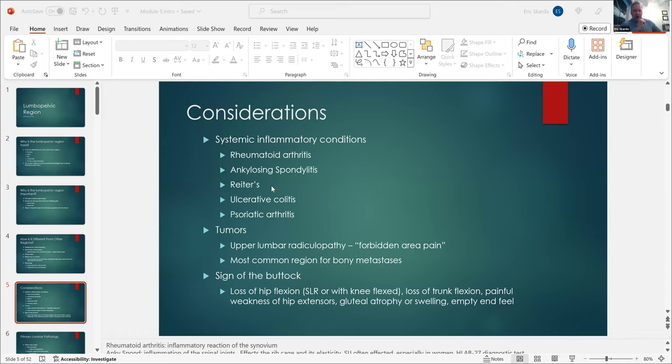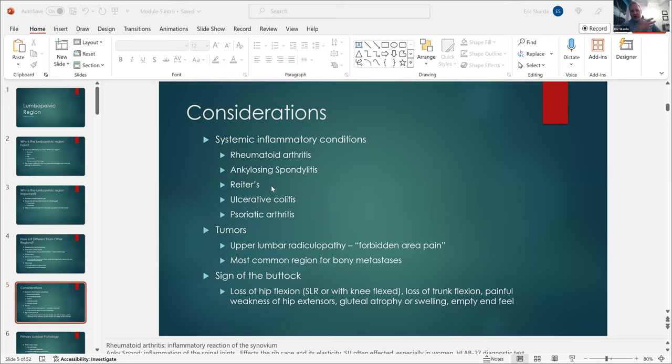UC, ulcerative colitis, will again present with systemic arthritic changes. The thing that will tend to separate that from any of the other three above it is that there's usually going to be some associated gastrointestinal problems that come along with it. So typically they'll have flare-ups of joint issues along with flare-ups of stomach and GI issues.